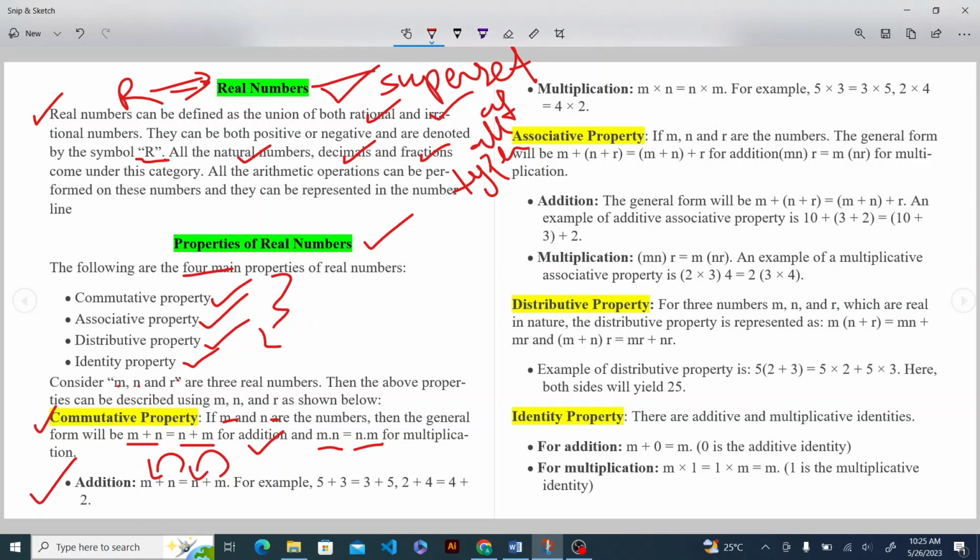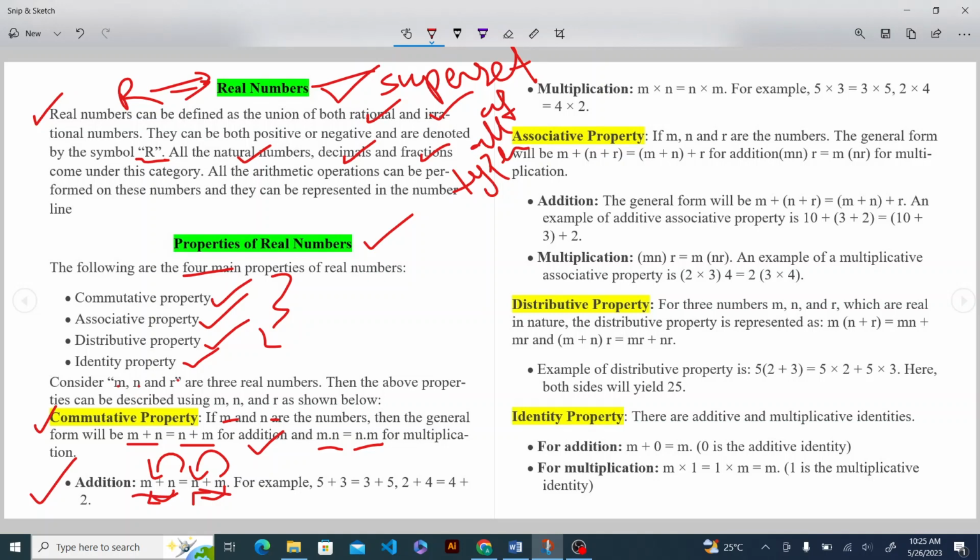Means changing the order of the numbers for addition will not change the value of the result. The resultant or the sum will always be the same, whatever the order of the values will be. So if you are adding n to m or adding m to n, it doesn't make any difference. The sum will be the same for both cases, m plus n or n plus m.